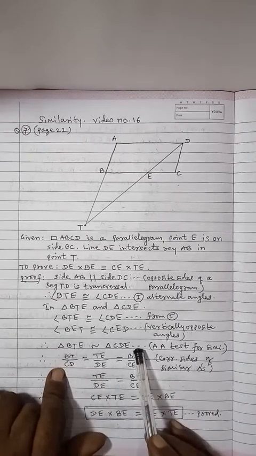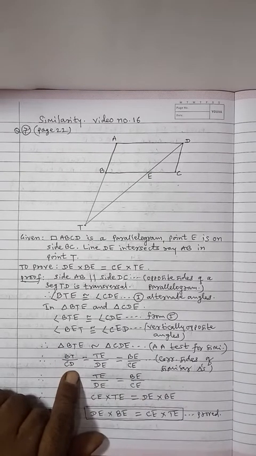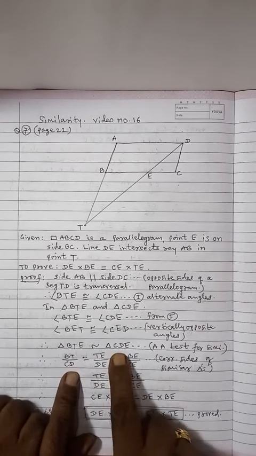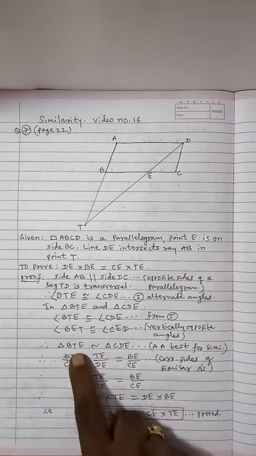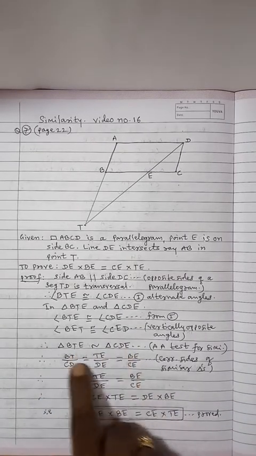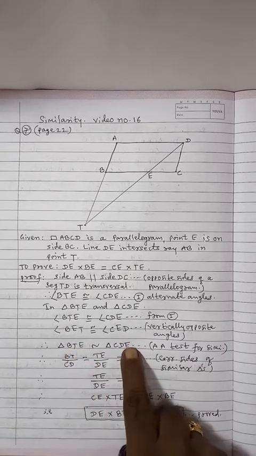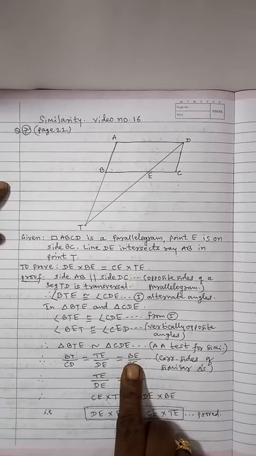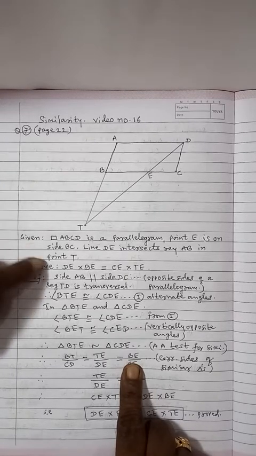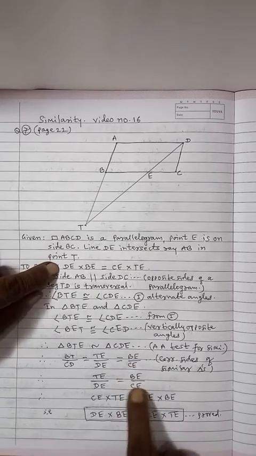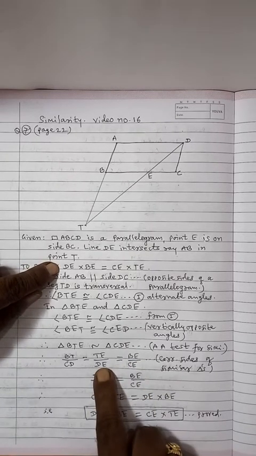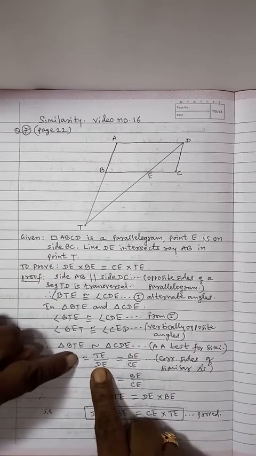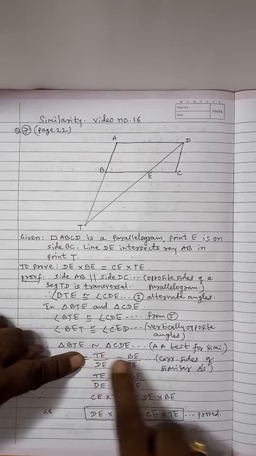As triangles are similar, corresponding sides are in proportion. Means what? BT upon CD is equal to TE upon DE is equal to BE upon CE. Here it is that result. What we have to show? DE into BE. Here it is DE, here it is DE, here it is BE. This is required, so this ratio we will not consider. So this is equal to this.